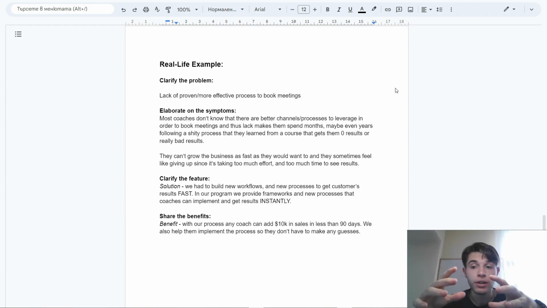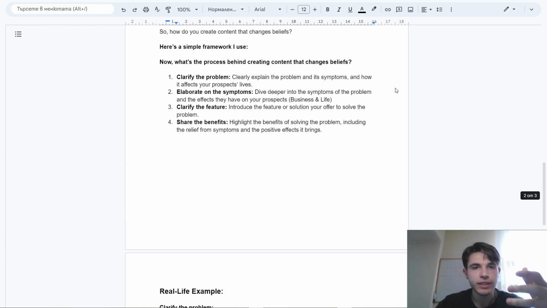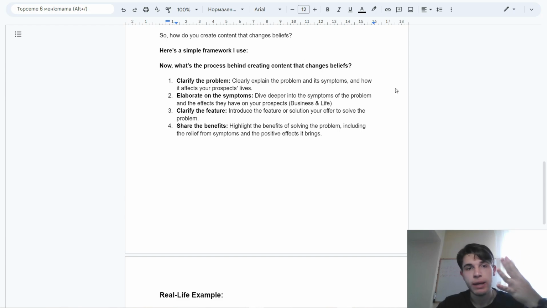Now it's your turn. Go and create content based on this 4-step framework. Clarify the problem, elaborate on the symptoms, clarify the future, and share the benefits. And I guarantee the moment that you start creating this type of content, your audience will start changing their beliefs and you will see a massive change in your revenue. And I mean a massive positive change in your revenue.